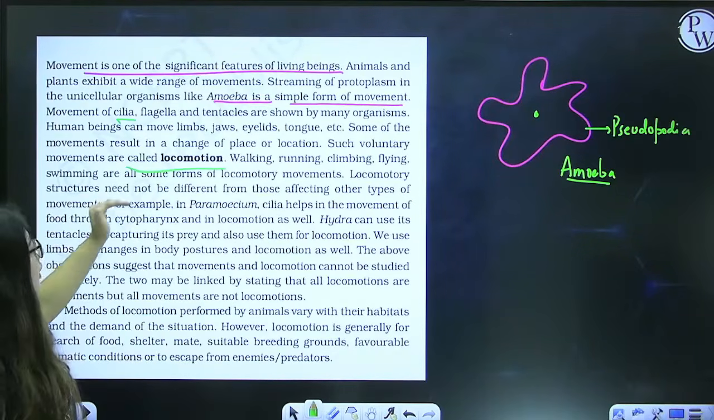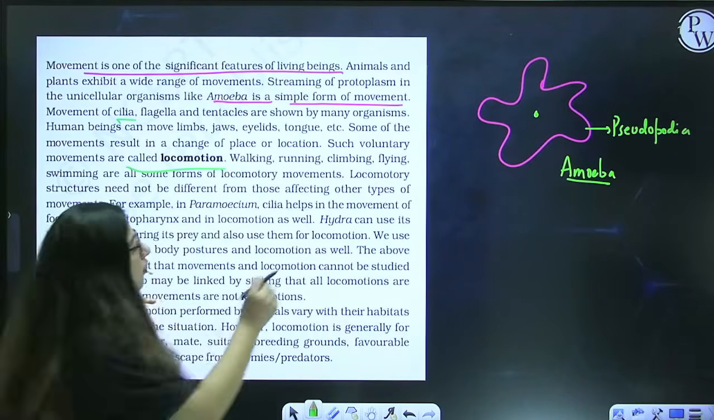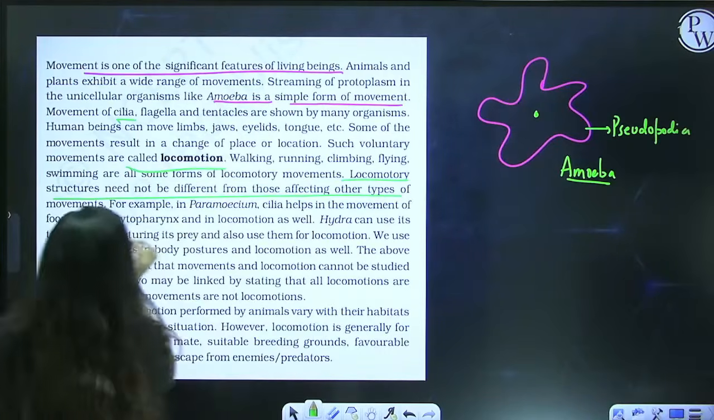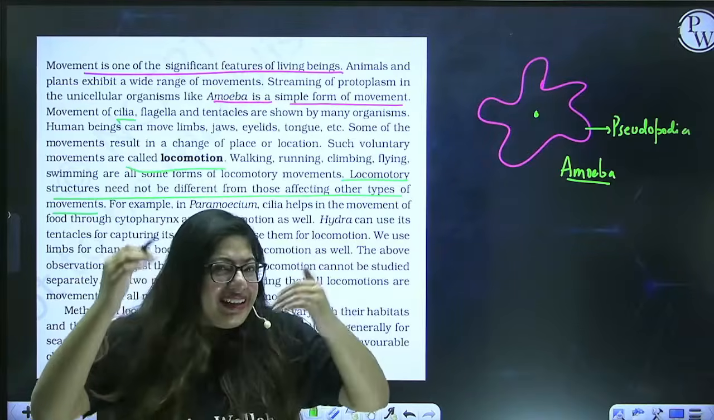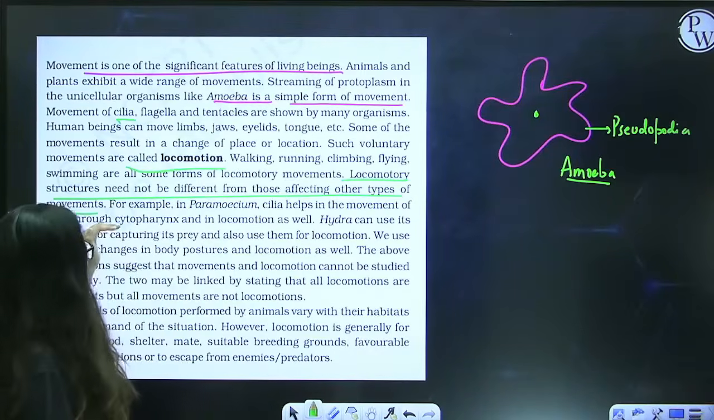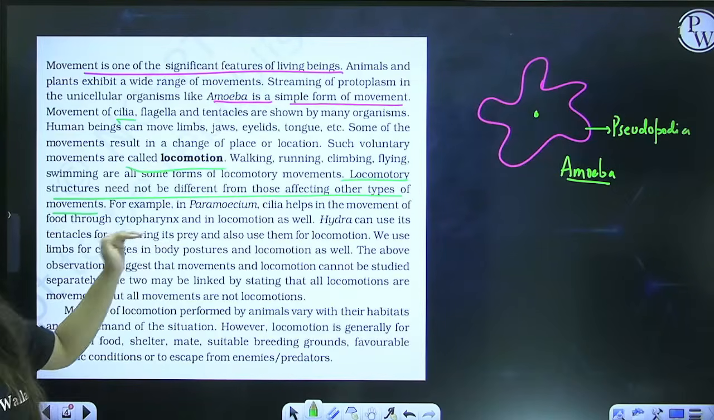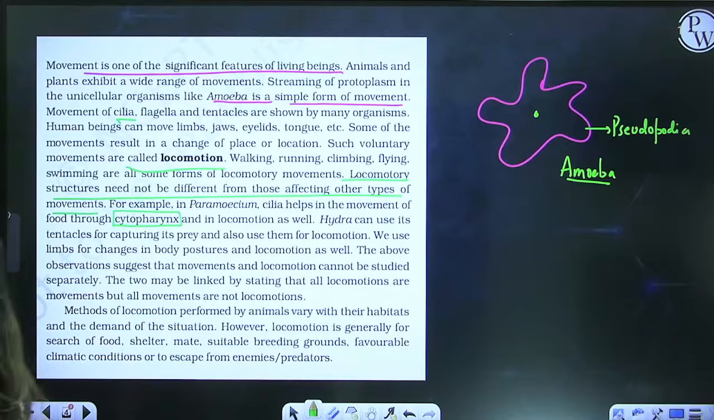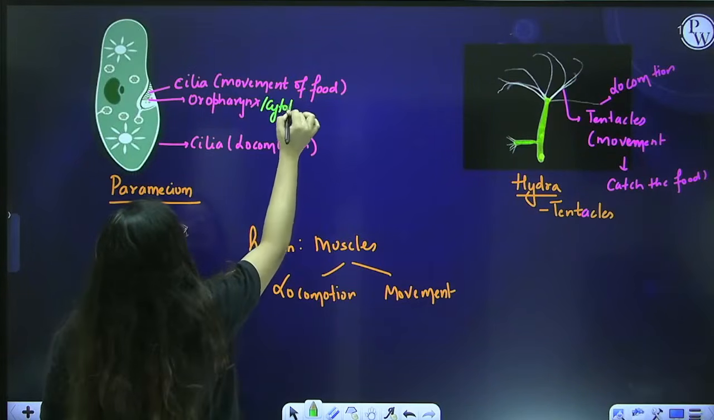Locomotory structures need not be different from those effecting other movements. As I have already told you, locomotion and movement can be caused by the same organ. This is what this line says in a bit greater English form. For example, in paramecium, cilia help in the movement of food through the cytopharynx. As I've told you, this is the cytopharynx, when it gets food.